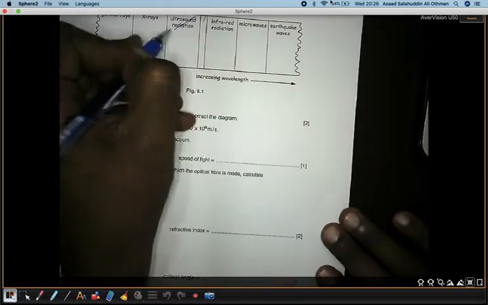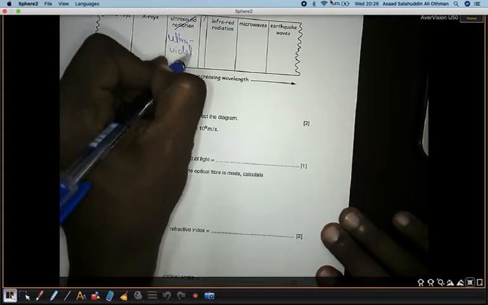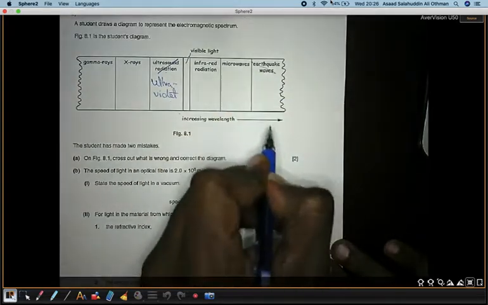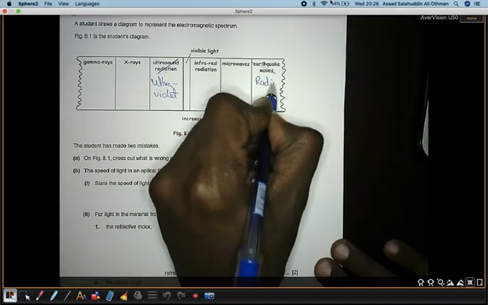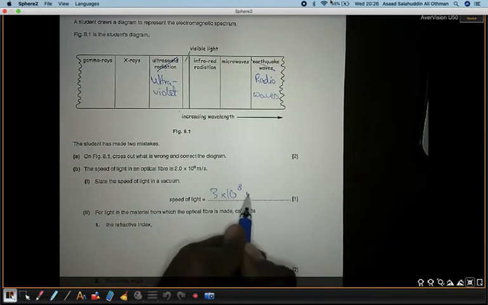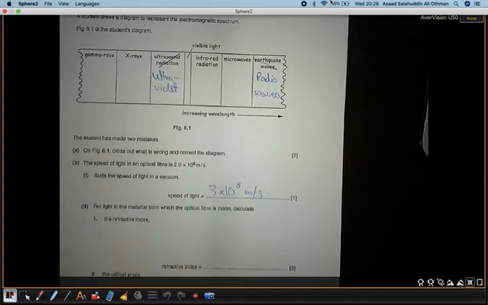Moving on to the next question. On figure 8.1, cross out the wrong words and correct them. So ultrasound is wrong. Instead of it, it's ultraviolet. Okay? And for the second one, earthquake is wrong. Instead of it is radio waves. Again, electromagnetic spectrum. The speed of light in vacuum is 3 times 10 to the power of 8 meters per second.